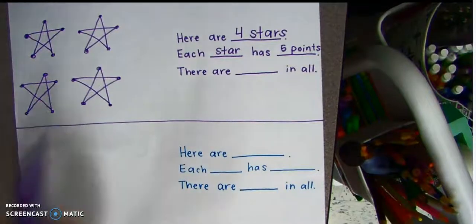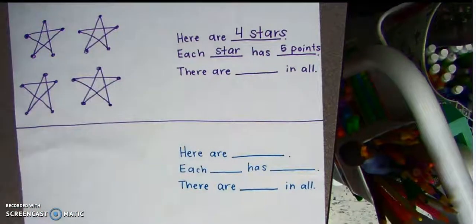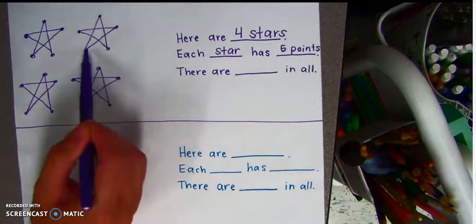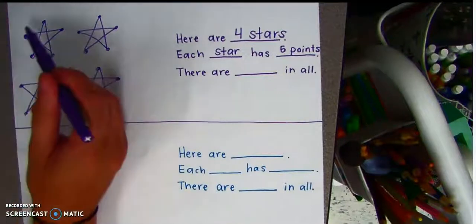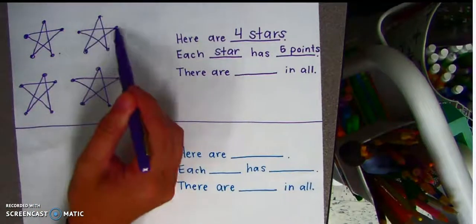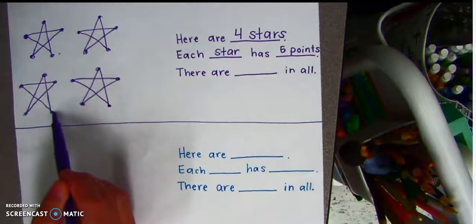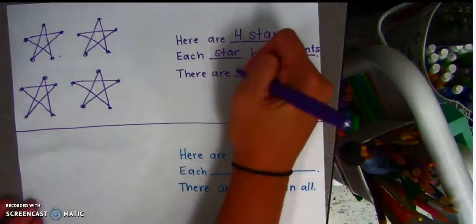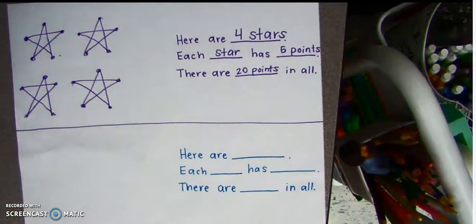So again, here are 4 stars, 1, 2, 3, 4. Each star has 5 points, 1, 2, 3, 4, and 5. There are blank points in all. Let's count them. 1, 2, 3, 4, 5, 6, 7, 8, 9, 10, 11, 12, 13, 14, 15, 16, 17, 18, 19, 20. There are 20 points in all.